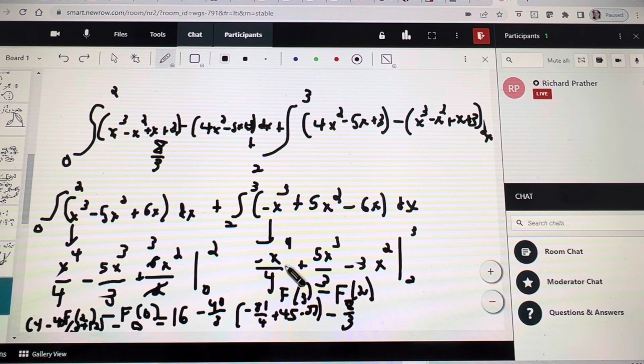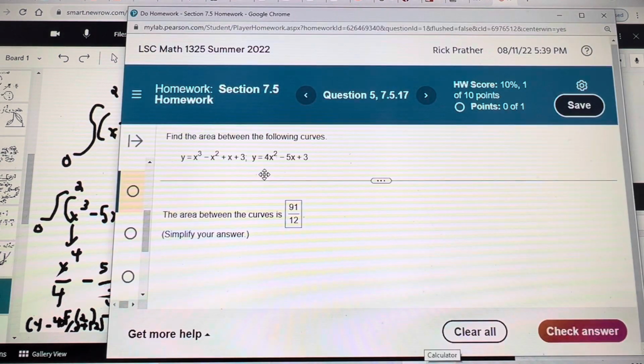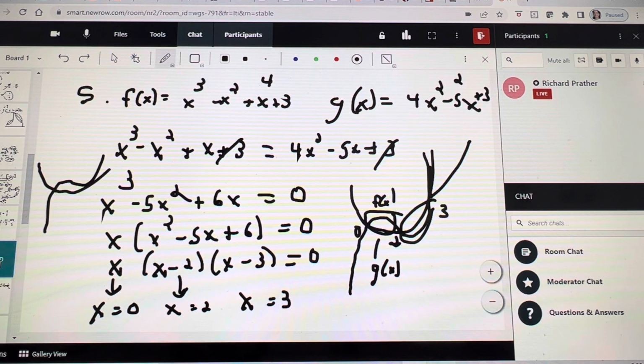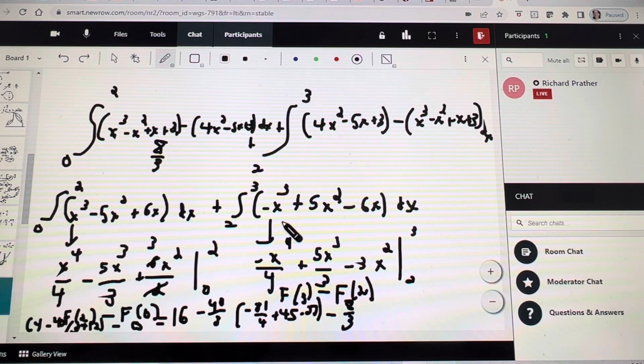X to the 4, sometimes it says I can't read my own writing in this whiteboard. 5x to the third over 3. 6x squared over 2 is 3x squared. 4x squared minus 5x plus 3. 4x squared minus 5x plus 3. Okay, so x cubed is 5x squared plus 6x minus 6x, okay?